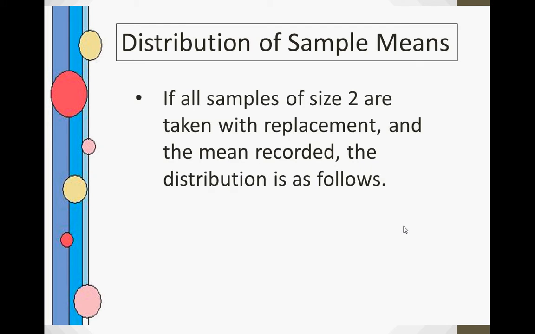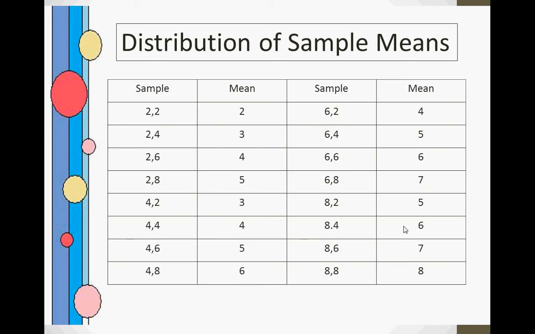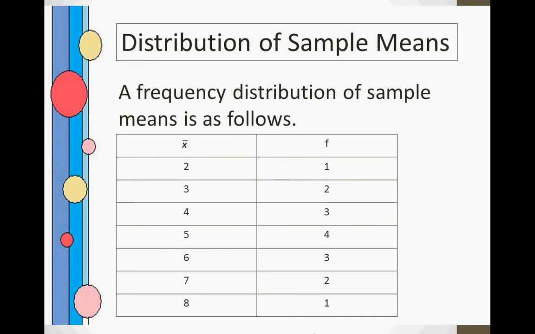Now, if we take all the samples of size 2 from the population with replacement and the mean is recorded, the distribution will be as follows. For example, for the sample 2 and 2, to find their mean, we add them together, which is equal to 4, and divide by 2, since there are 2 data values here, and we get 2 in turn. From the way that I have just taught you, you can actually compute the whole table. From there, a frequency distribution of sample means can be computed.